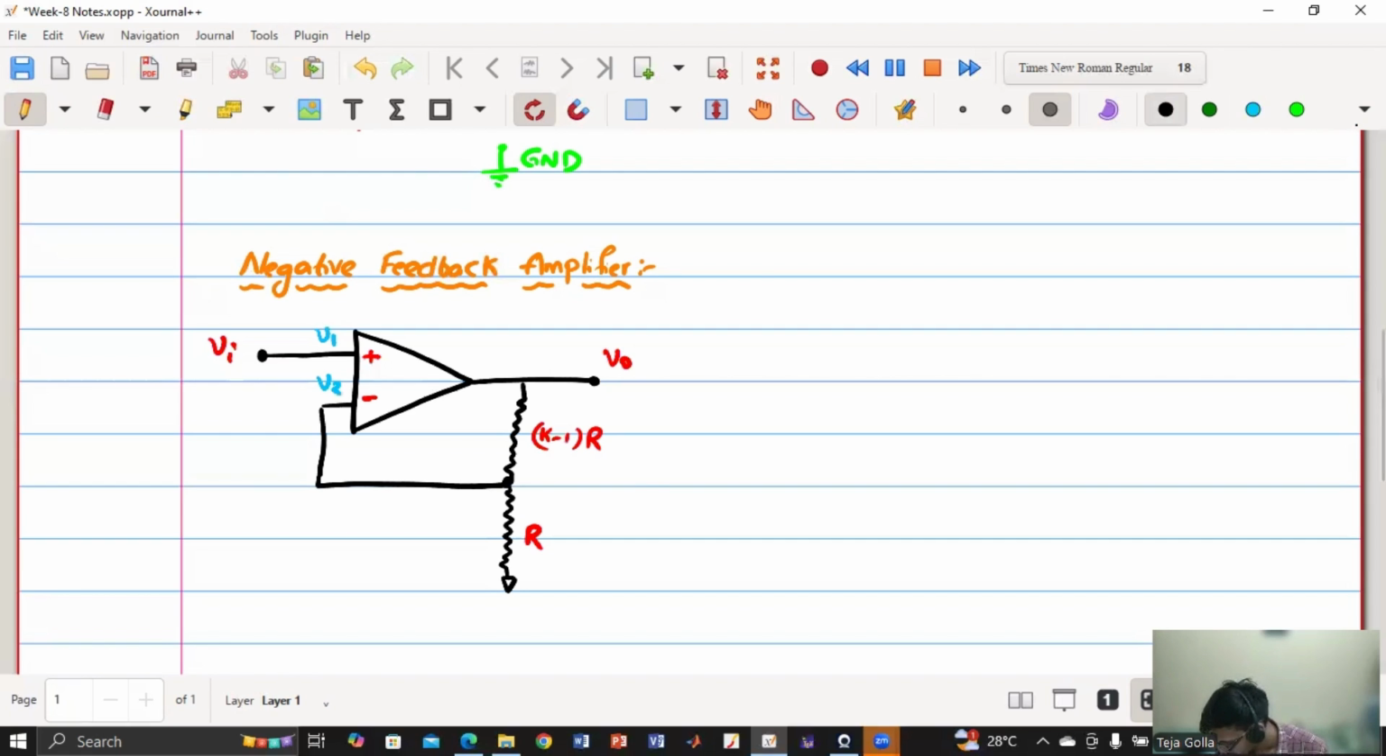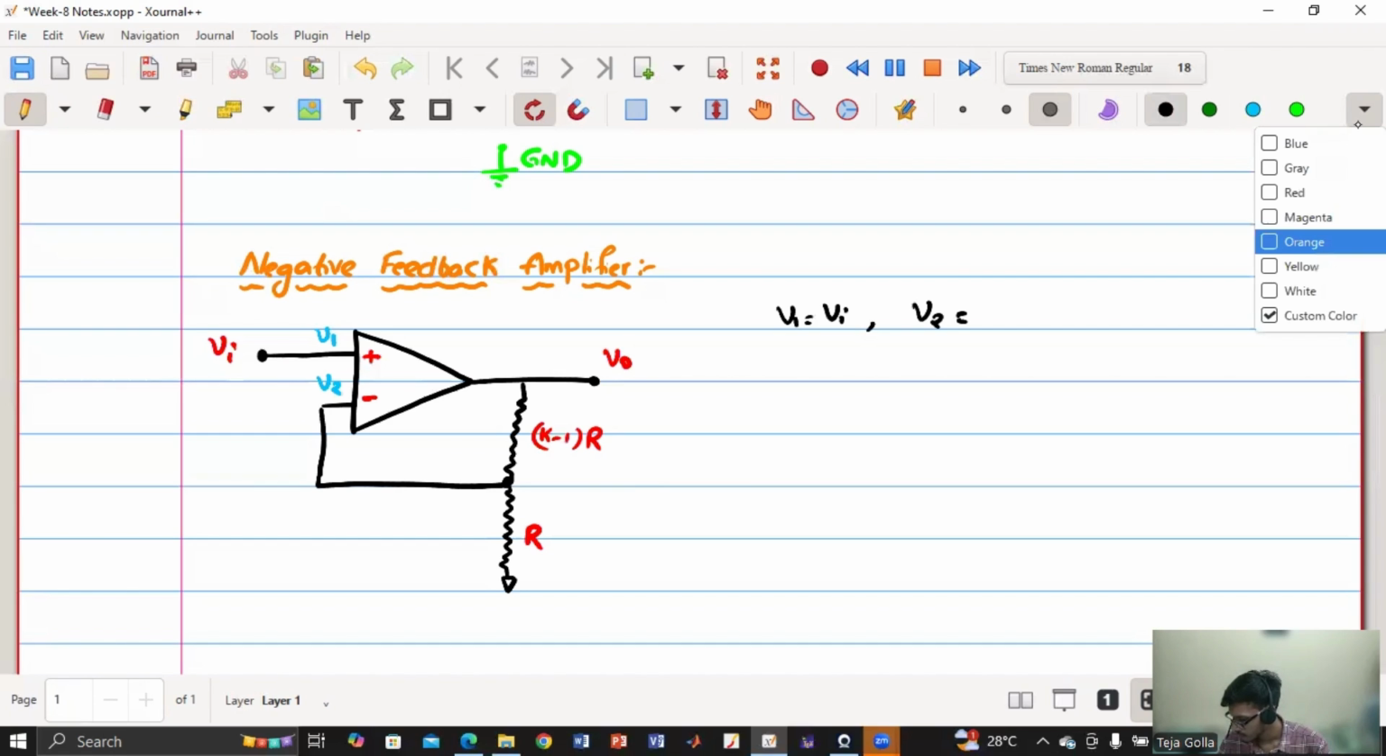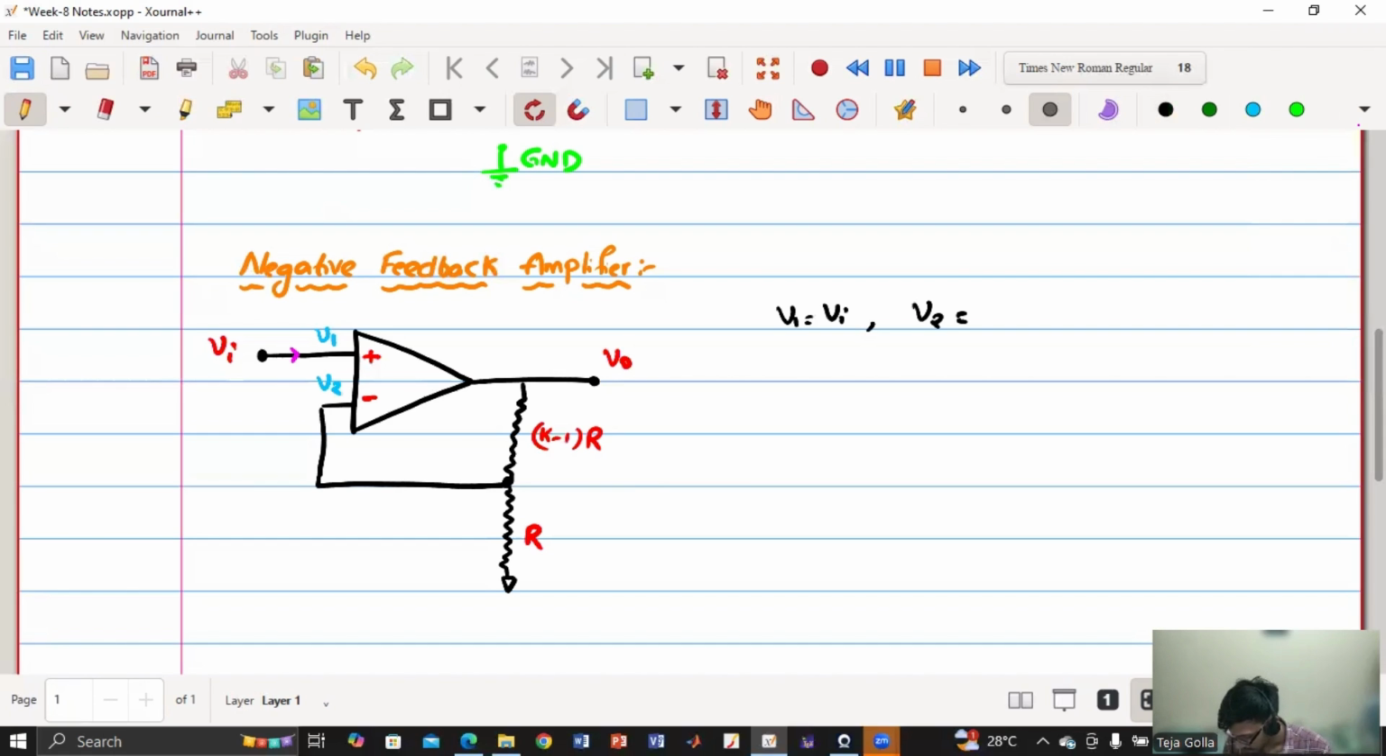So now what is V1? V1 is equal to Vi, right? And what is V2? First, one thing to keep in mind: whenever there is an op amp, the input current is always zero. The current entering here is zero, and the current entering here is also zero, because of the high impedance in the internal circuit. That part will not be discussed in this course; it is outside the scope of the syllabus. But remember that whenever there is an op amp, ideal or non-ideal, the input current is zero, because the input impedance of the op amp is very high. So that part is clear, right?